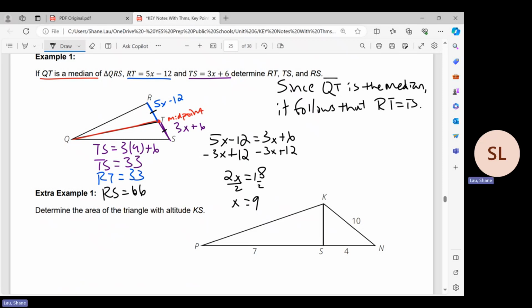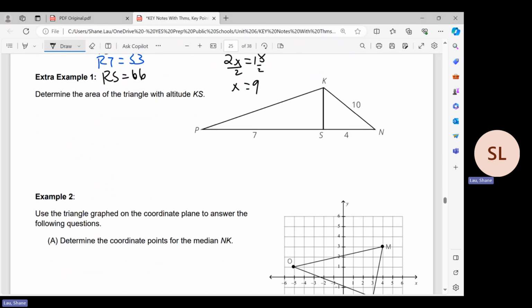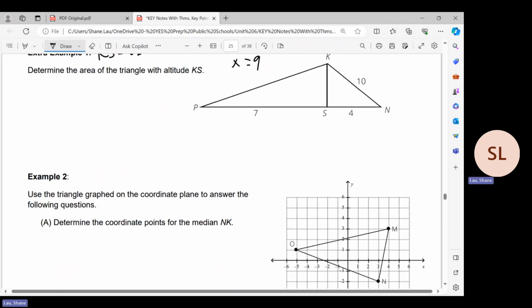What I suggest is pausing the video and working on this example for yourself to see if you can get the answer correct. If not, you can always ask me questions at an appropriate time.